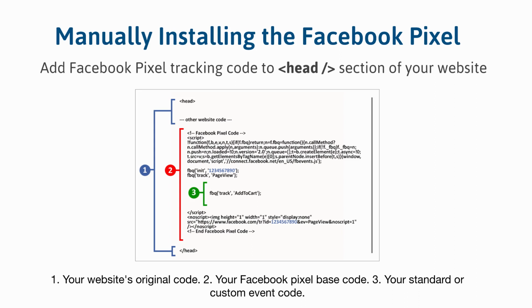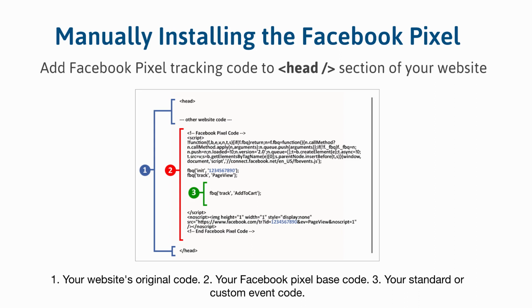So as you can see here, 1, you have your website's original code, 2, your Facebook pixel base code, and 3, your standard and custom event code. Right off the bat, it's going to start tracking page views for you. So Facebook's going to give you a snippet of code. You install this on your site, and it's going to start tracking things.